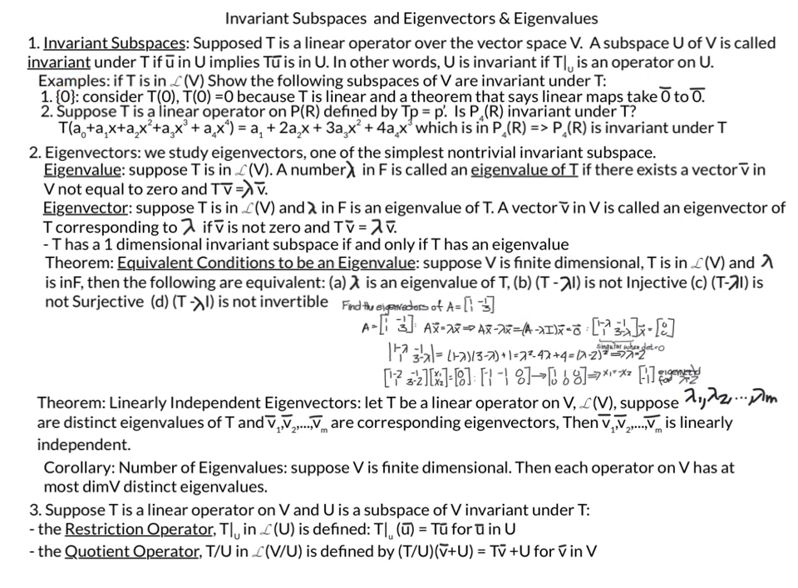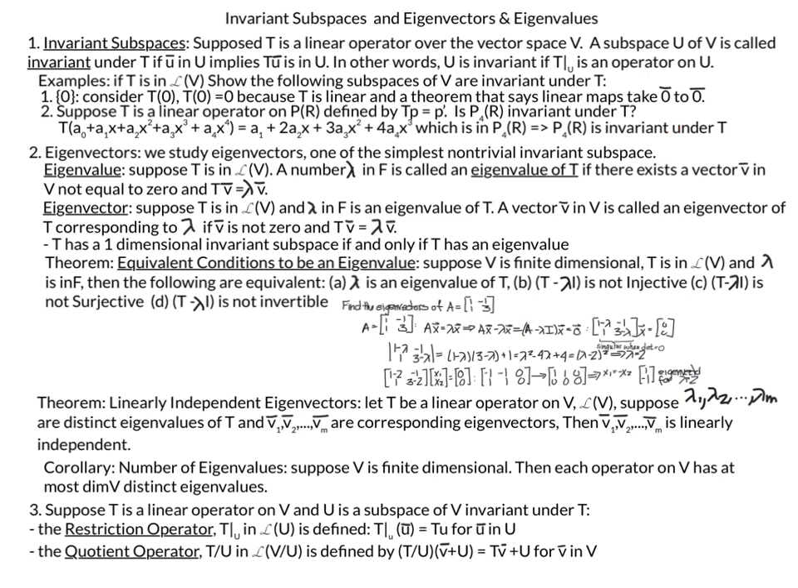Our next example: suppose T is a linear operator on the space of polynomials over R. We define T operating on a polynomial p as equal to the first derivative of p. Is P4, that is the space of polynomials of degree 4 or less, invariant under T? Here I have T of a representative element of P4, so our polynomial of degree 4 or less. When we take the first derivative, we get a polynomial of degree 3, which is less than 4, so it is still in P4, and therefore this subspace P4 is invariant under T.